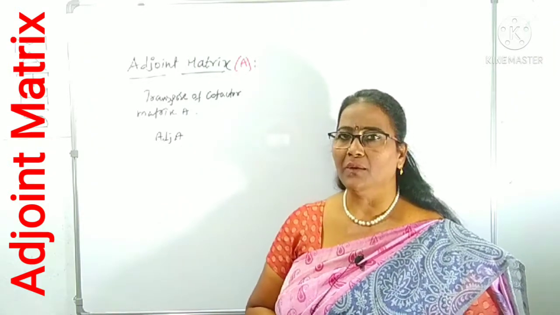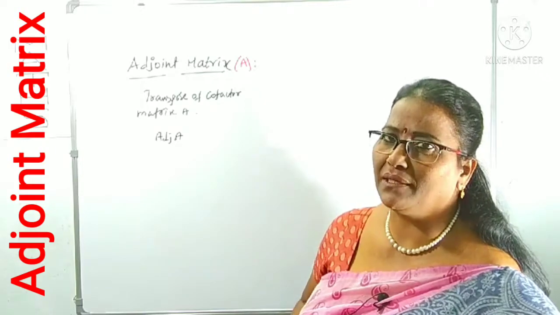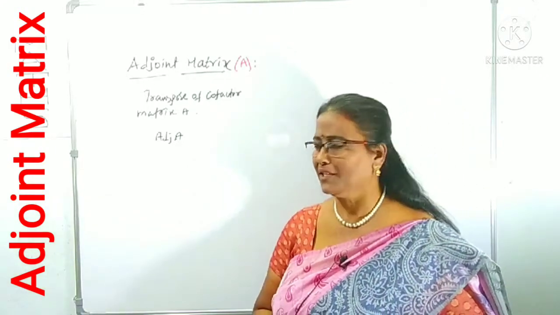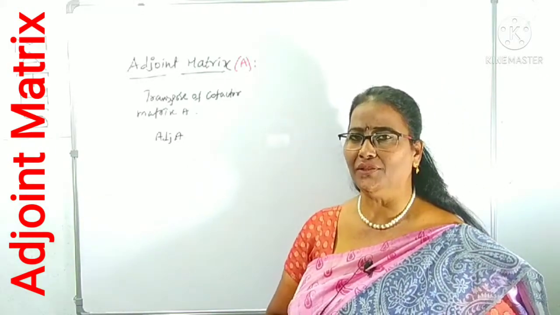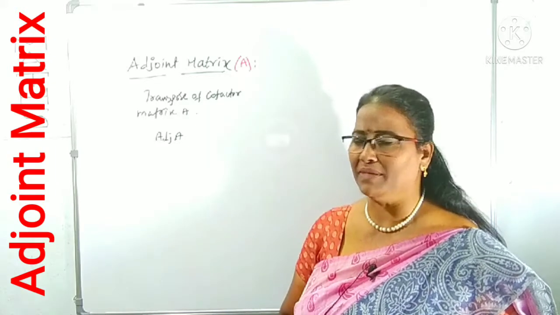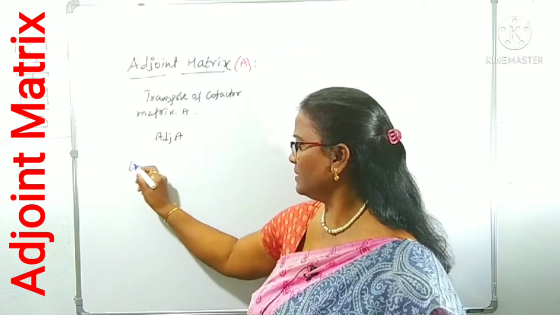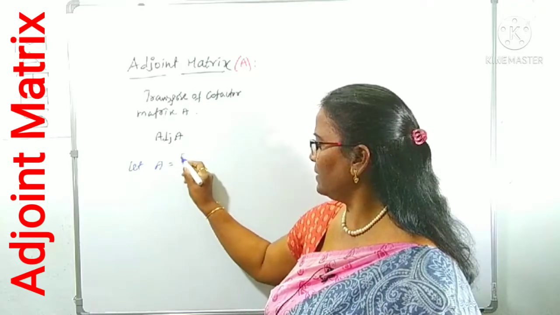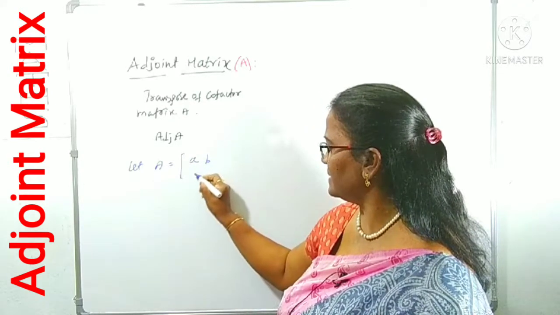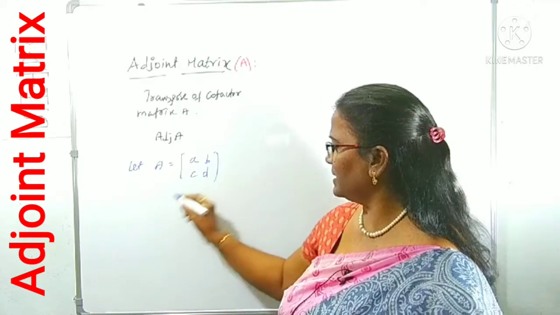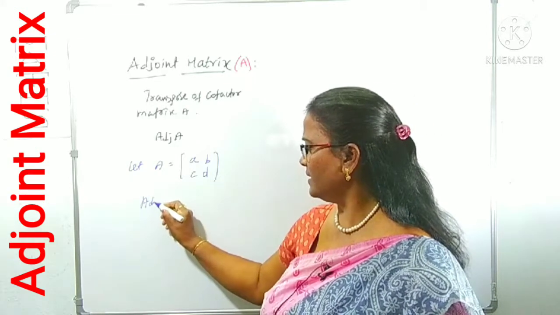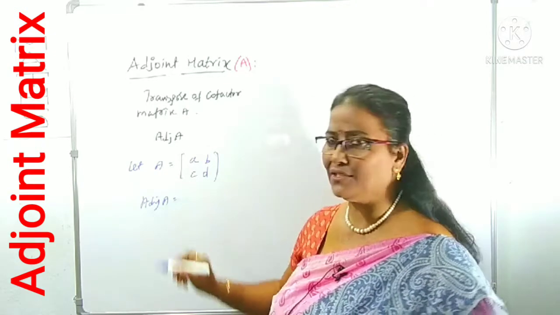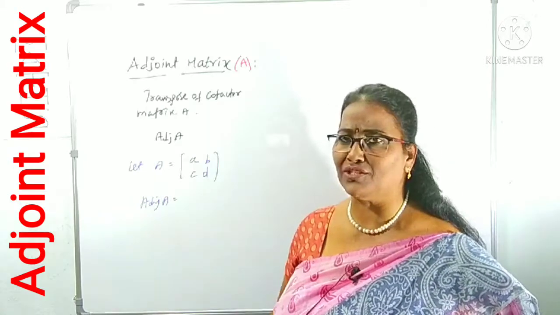Just I will give what is adjoint of 2 by 2 matrix. 2 by 2 matrix adjoint directly we can remember, but 3 by 3 you have to find out minors of all elements. First, A is any matrix of order 2 by 2 like this: a, b, c, d. Easily you can remember its adjoint, adjoint A. This is the symbol for adjoint A.